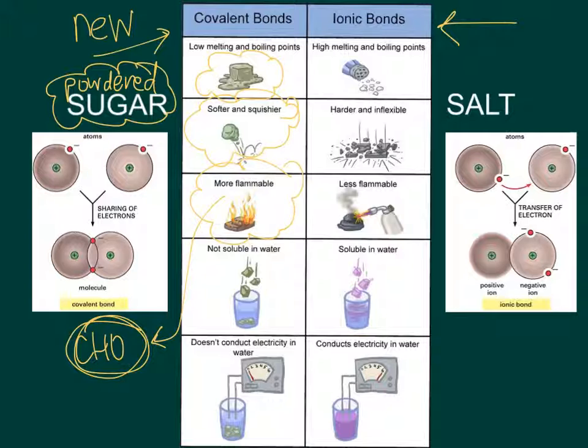Covalent compounds tend to not be as soluble in water, but if you think about sugar, sugar dissolves very, very well in water, so that's kind of hard to understand. But down at the bottom, sugar does not conduct electricity in water, whereas ionic compounds do. So if I put sugar in water and I tested it with an electrode, it's not going to light up the light bulb.